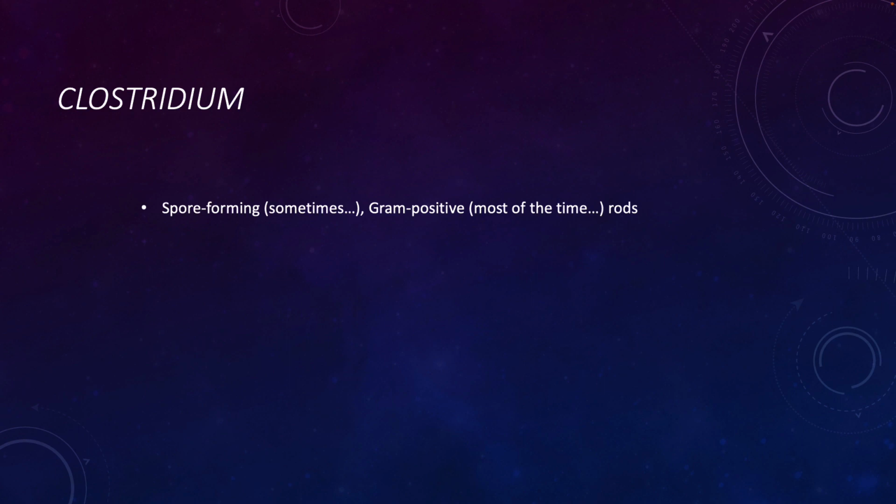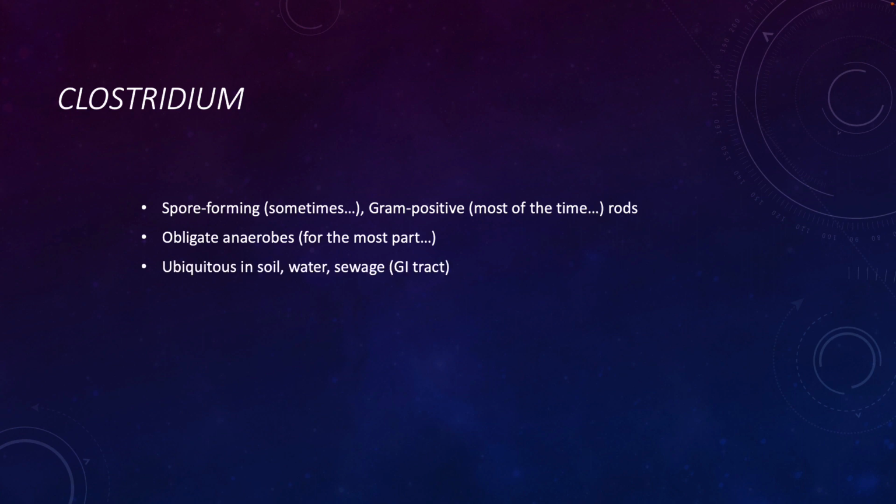these are anaerobic organisms for the most part. And so when you stress them out and are doing things like a gram stain, they may not behave as appropriately as they should, but they do have that classic gram-positive organization. And like I said, they are, for the most part, obligate anaerobes, meaning oxygen is toxic to them and they will die. This genus is ubiquitous in the soil, water, sewage, meaning they can be associated with the GI tract.